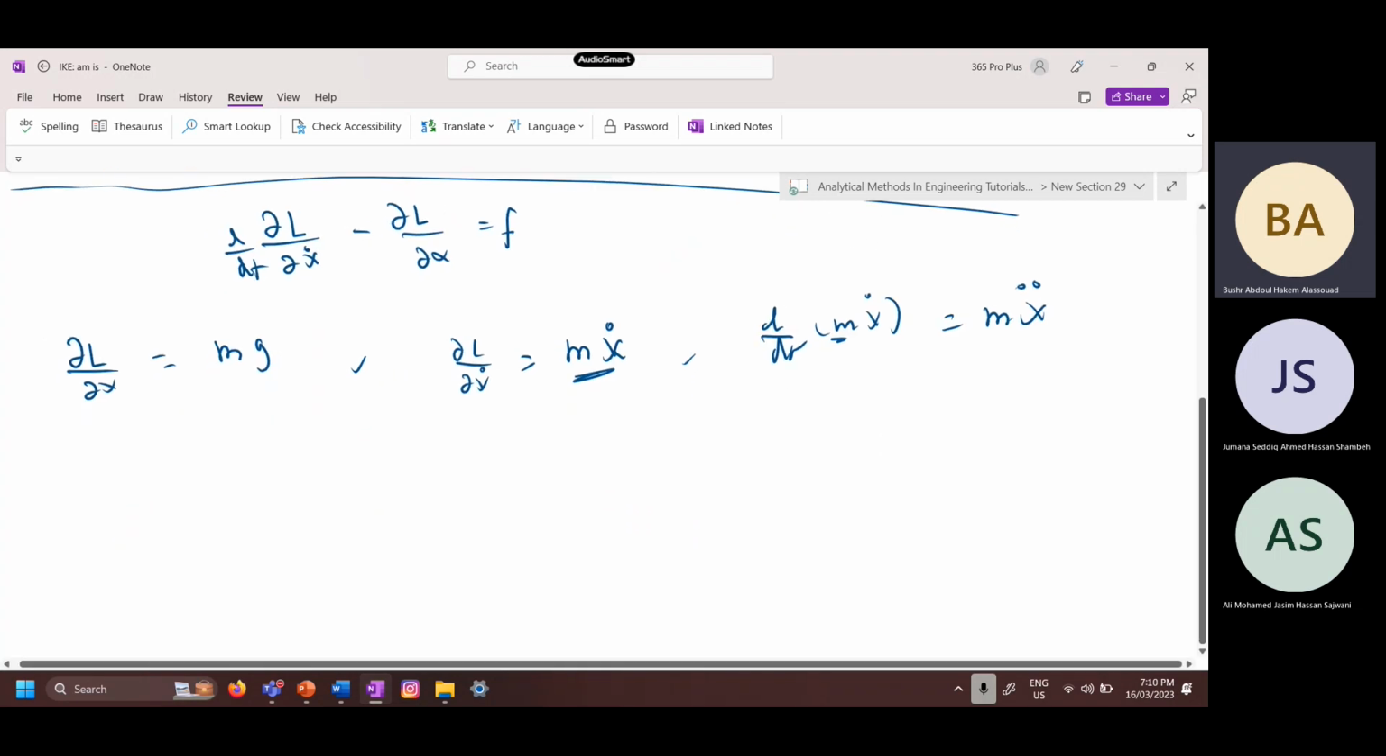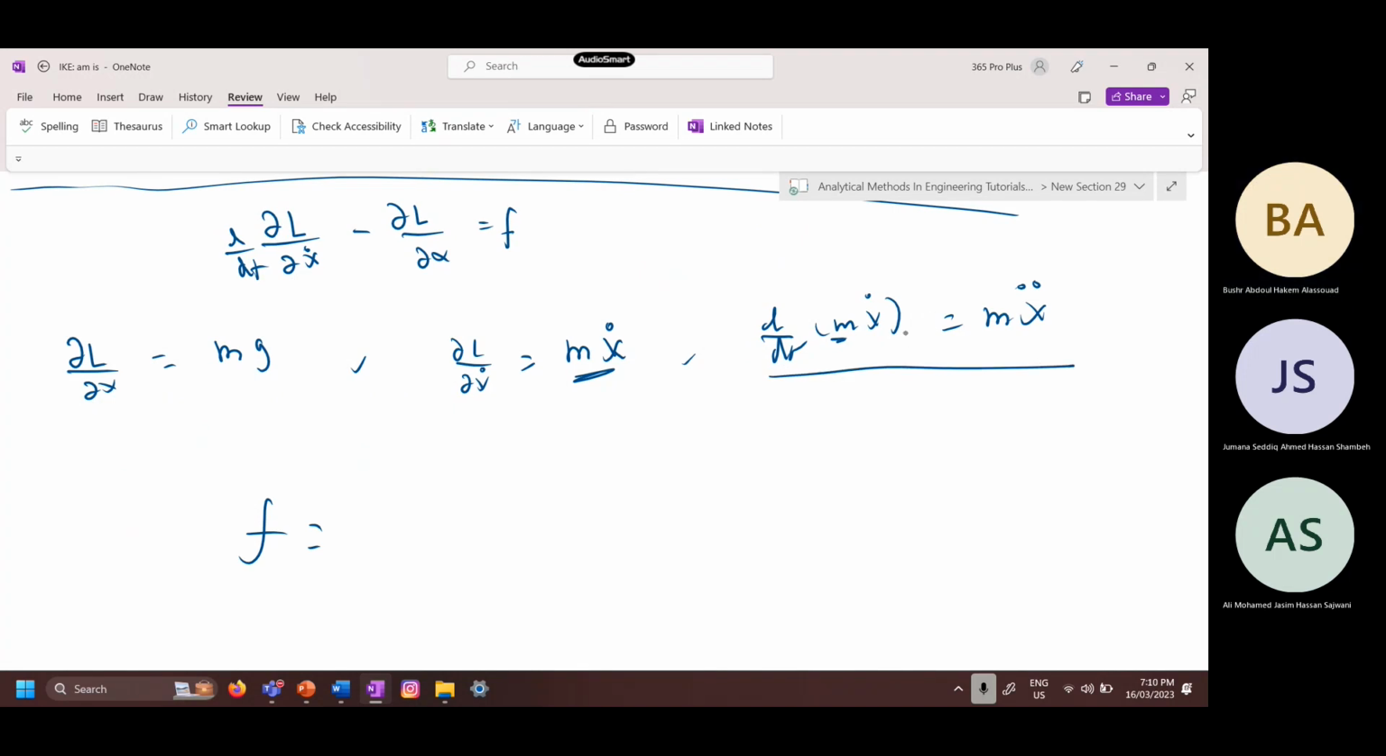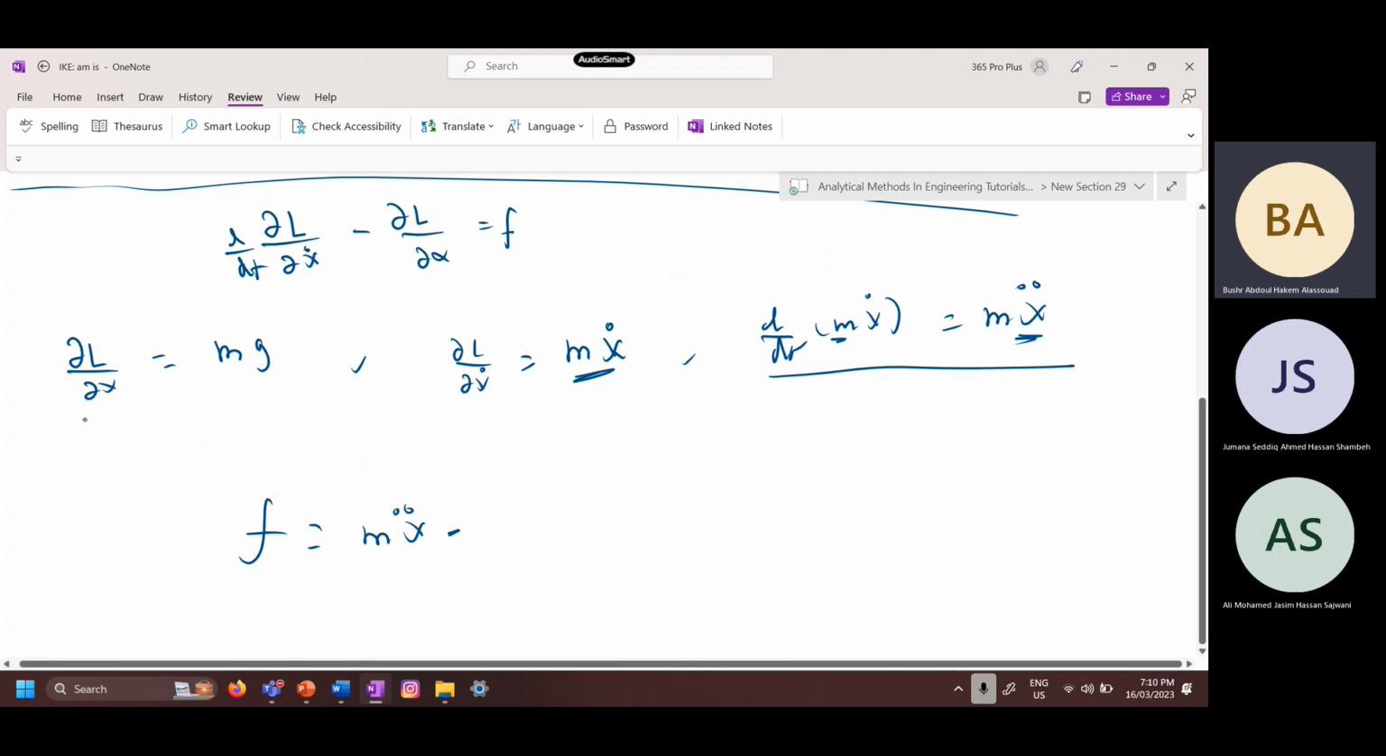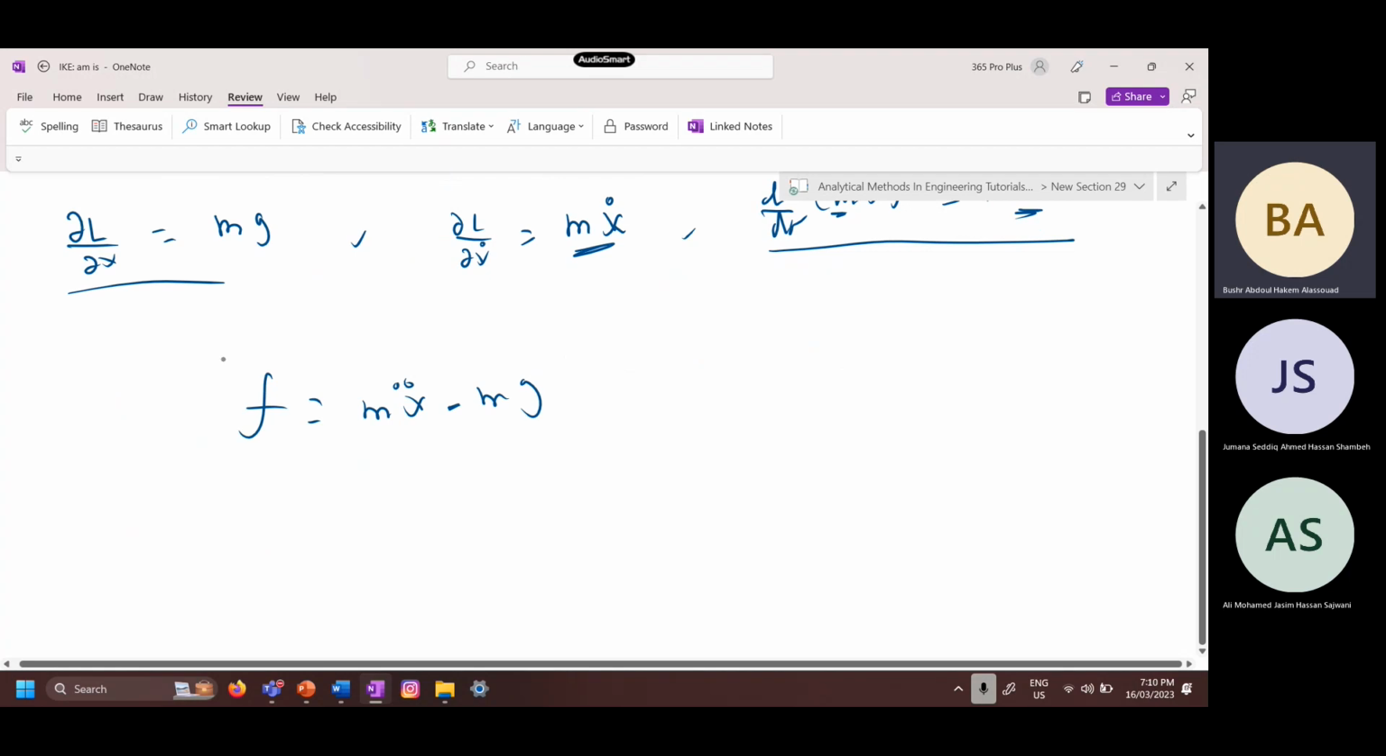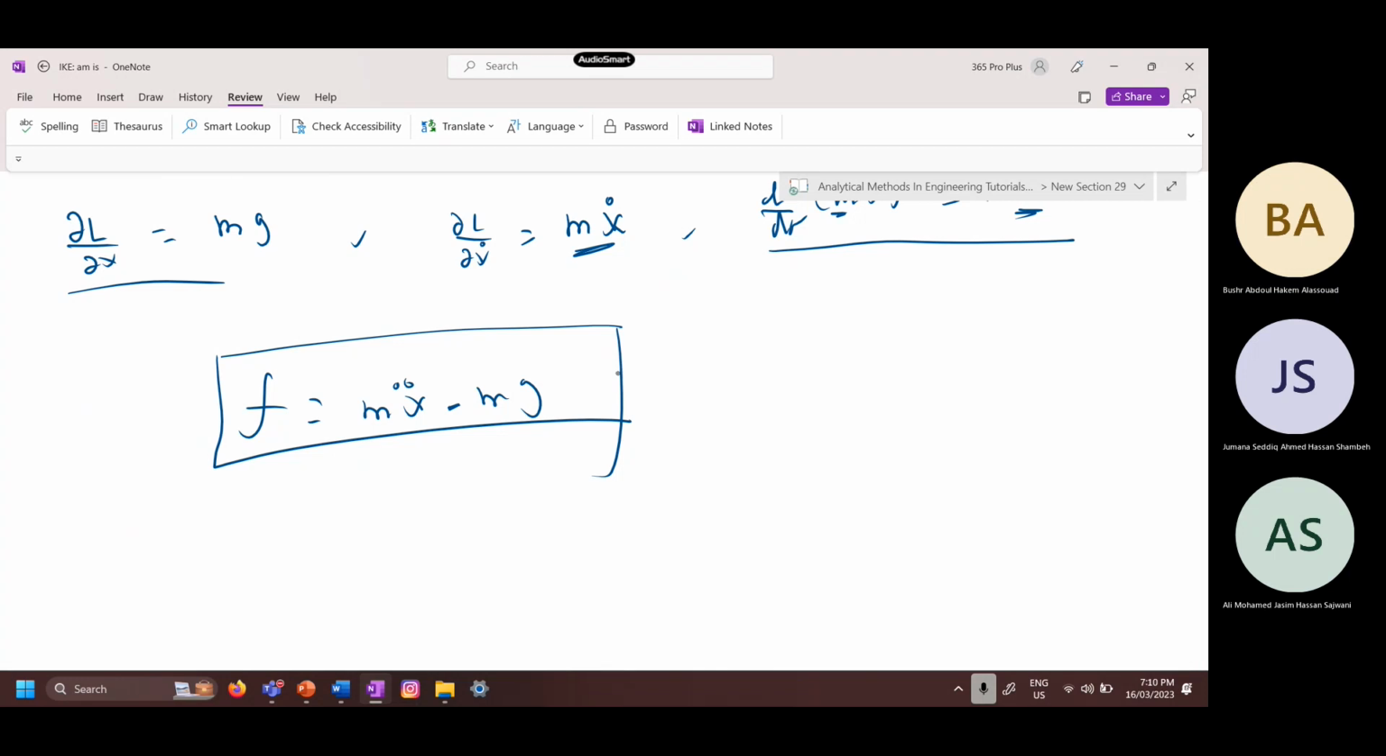Now we need to apply the mechanical module. F is equal to d/dt of partial L over partial x dot, which is this term. So it's m x double dot minus partial L over partial x, which is mg. You can see that this is our mechanical module. Since we're dealing with conservative forces, this means that this is equal to 0.